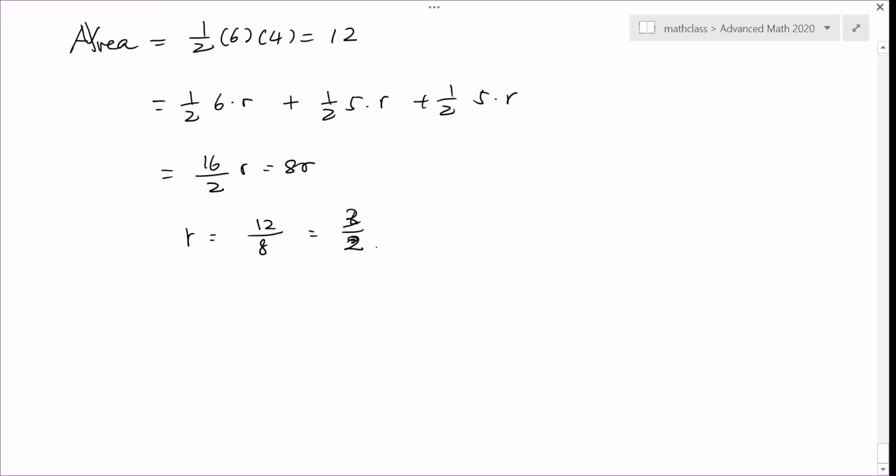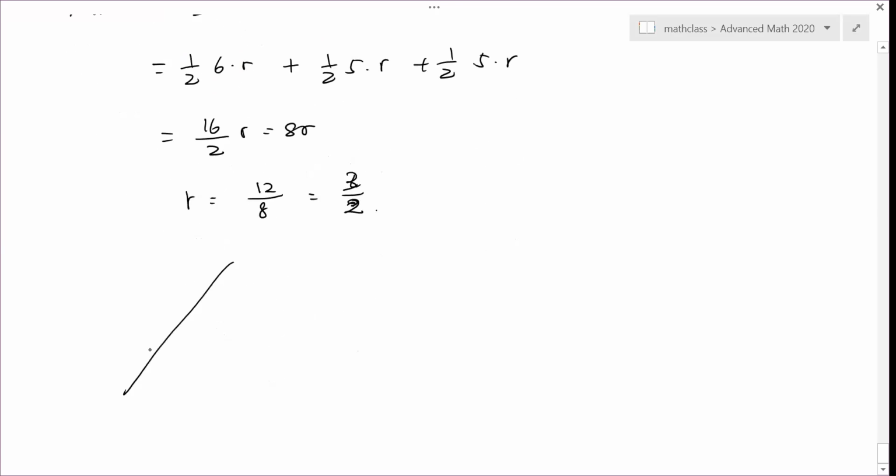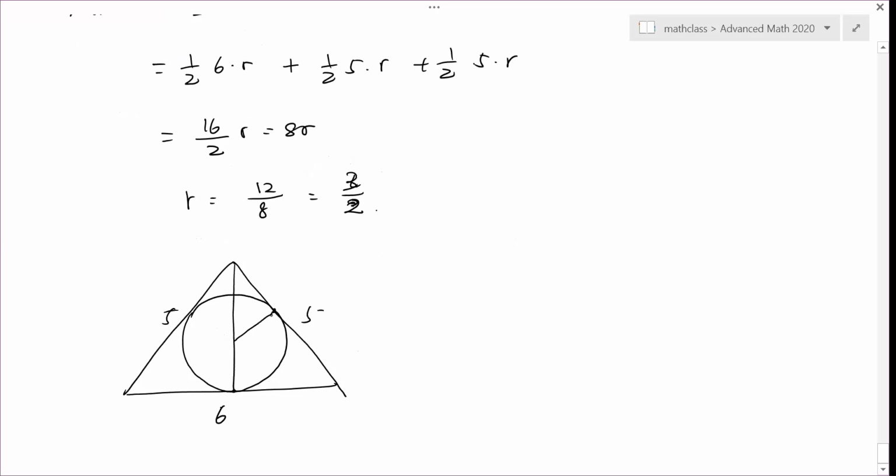Another way you can do it: this is actually a 2-dimensional problem, because it's an isosceles triangle. So how can I do that? I draw the line, and I draw this one. This is radius r, and here's the 3. And these 2 triangles are congruent.